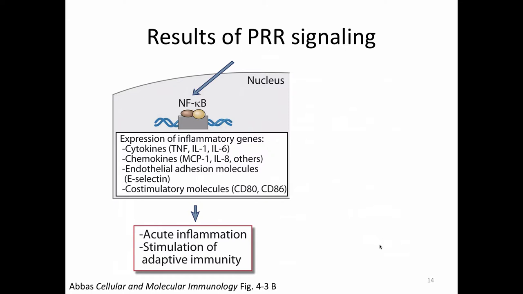It also is going to turn on some molecules involved in bringing white blood cells to a site and helping the adaptive immune system. And so if you turn on this NF-kappa B transcription factor, you're going to get that inflammatory response we talked about last time. You're going to stimulate adaptive immunity. And that's exactly what you want from a cell surface TLR that's binding to bacteria. You're going to get a response that works against bacteria. Hooray.